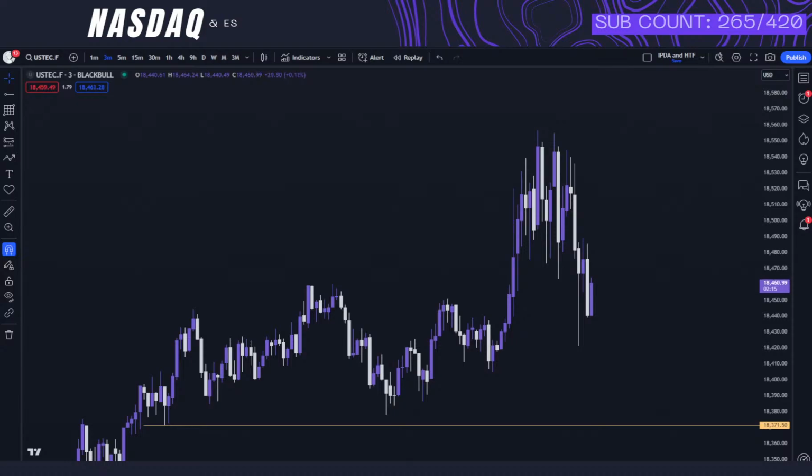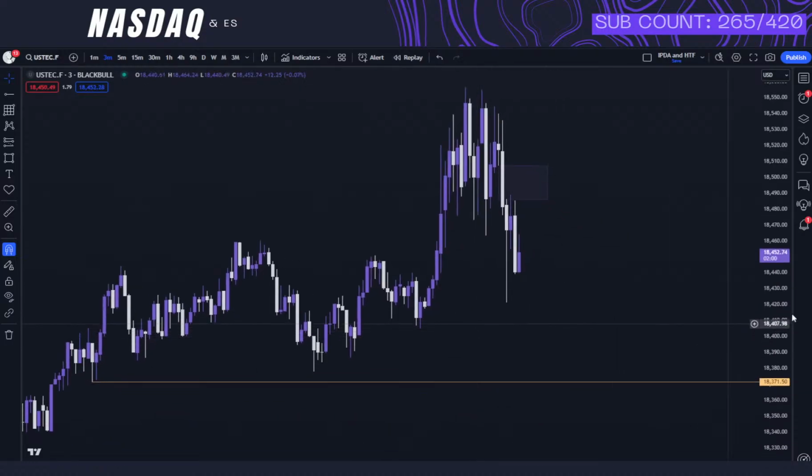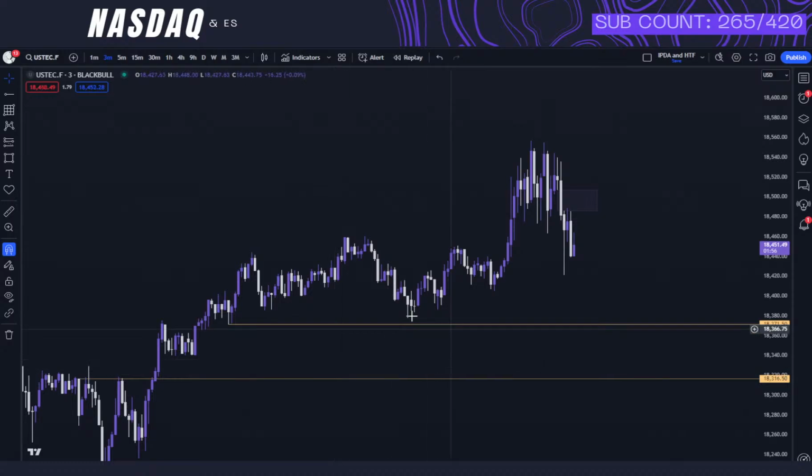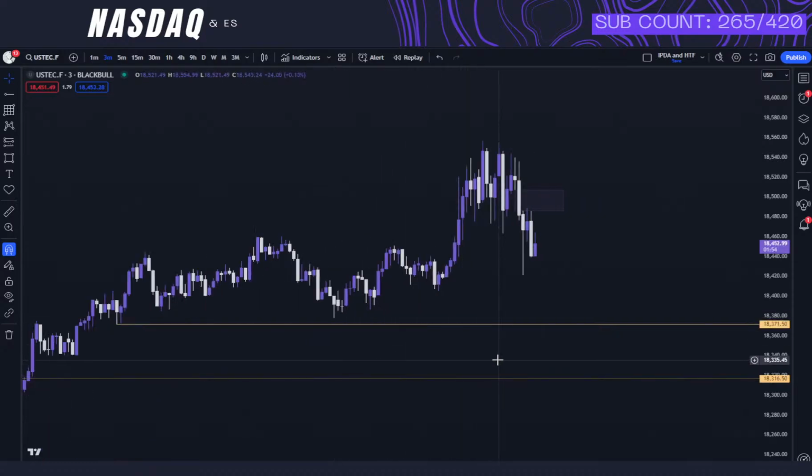I don't know who's possibly trading this right now, but they have guts. So that's the sell side we'd be targeting if you were on this trade. And then anywhere within this area, I'm watching for a possible reversal.